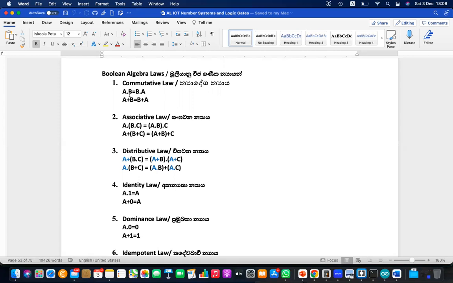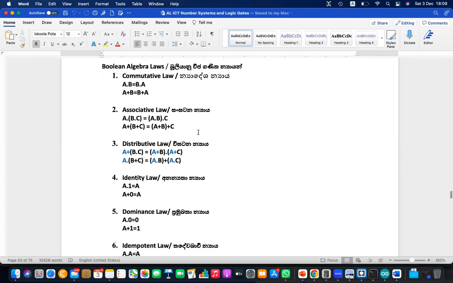But both laws need not be equal. The first one and the second one are not equal. Sometimes equal, but most of the time not equal. That doesn't matter, because individually both are valid laws. Here you can see the duality format: A dot B, A plus B, or A and B, A or B. That is the duality format of that.